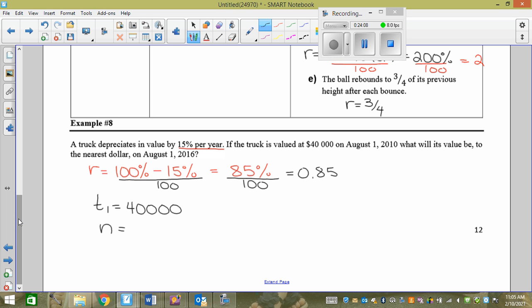Remember we did that before with the other ones too? You counted, you subtracted the years, but you always had to add 1 to it because we needed to count those end years. Always. So you guys are always going to add 1 to your years when it's a word problem. So we go 2016, subtract 2010, which is 6, and then we have to add 1. So our n is 7, right?